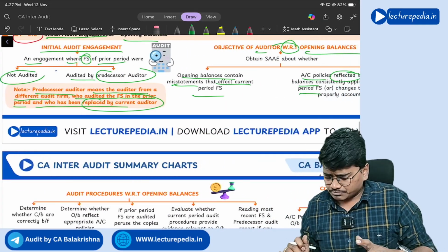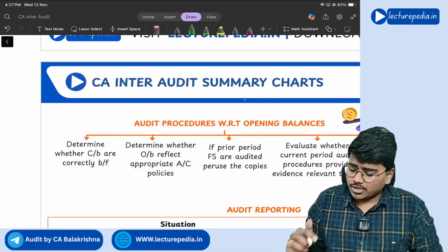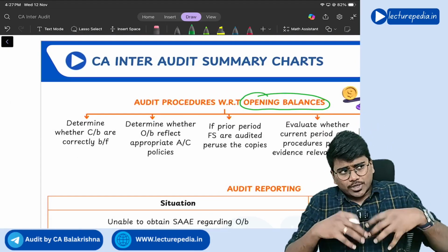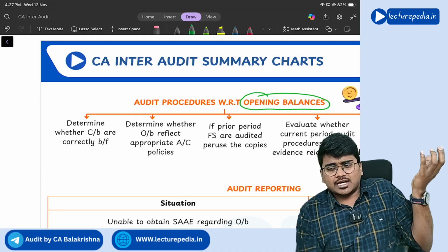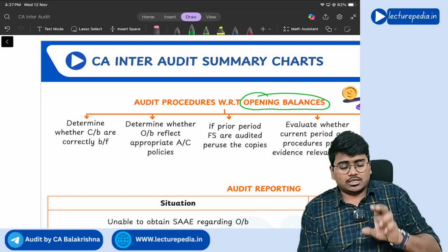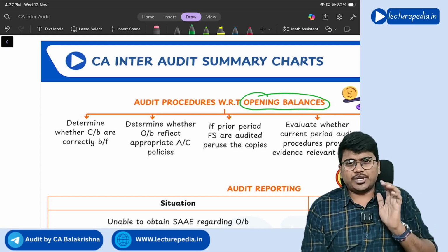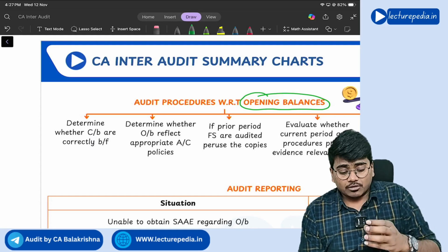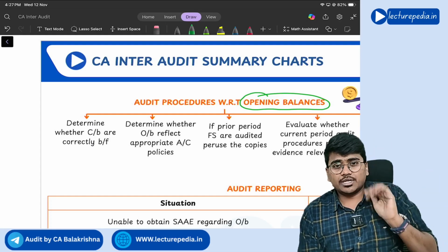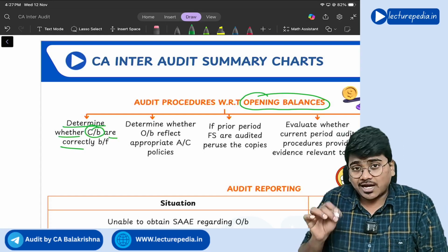Now, what audit procedures should the current period auditor perform with respect to opening balances? Let us see. First of all, he needs to check whether the closing balances of the previous year have been correctly brought forward to the current year or not. The current year opening balances should match with the closing balances of the previous period. It should not be that in the current year opening balances, you just bring whatever figures you wanted and keep them. No, they should match with the closing balances of last year, right? Determine whether closing balances are correctly brought forward.